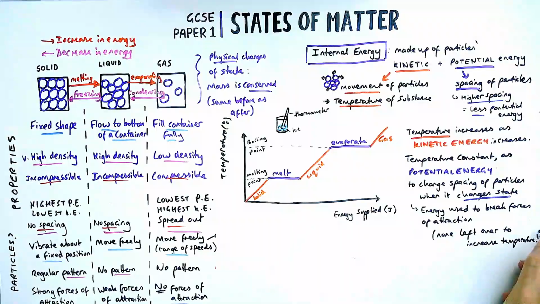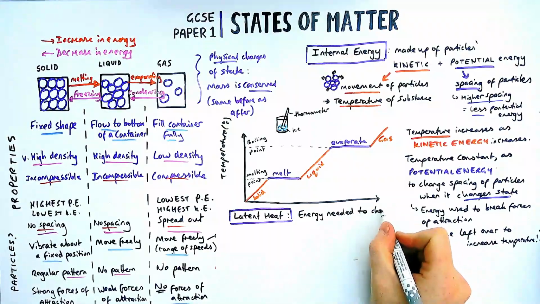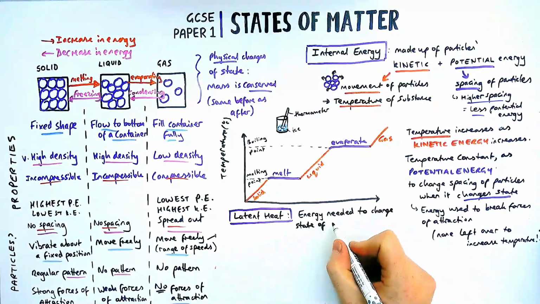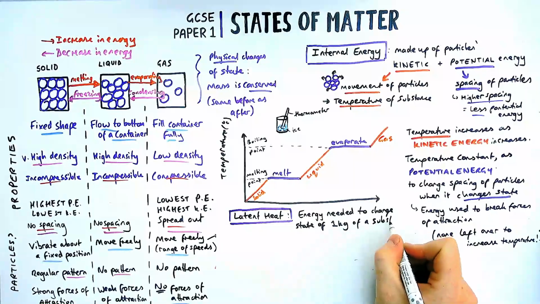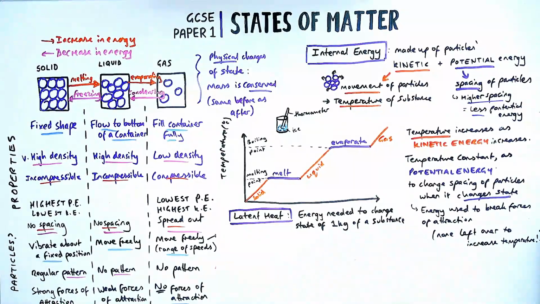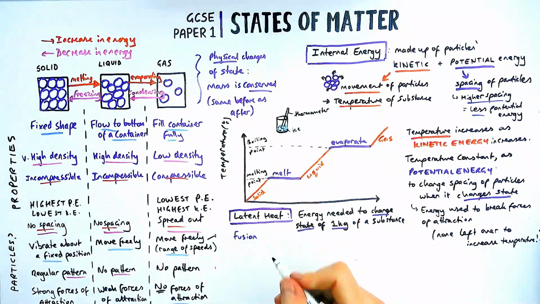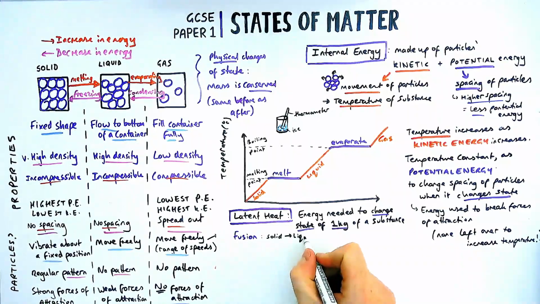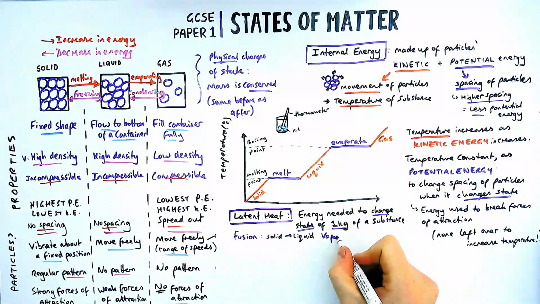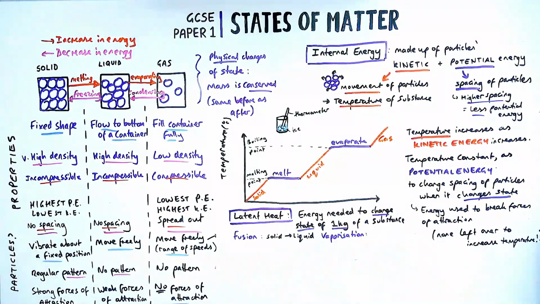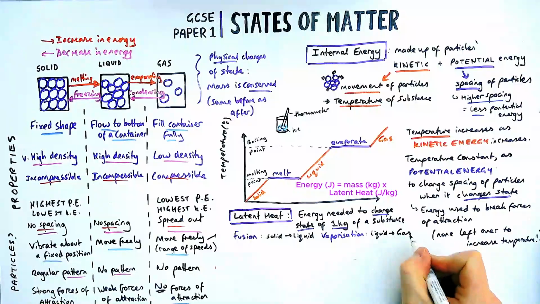Latent heat is defined as the energy needed to change the state of 1 kilogram of a substance. So this would occur at the purple points in the graph when it's either melting or evaporating. There are two very technical names given to the two stages it could be. So a solid to a liquid is known as latent heat of fusion, and from liquid to a gas is known as the latent heat of vaporization.